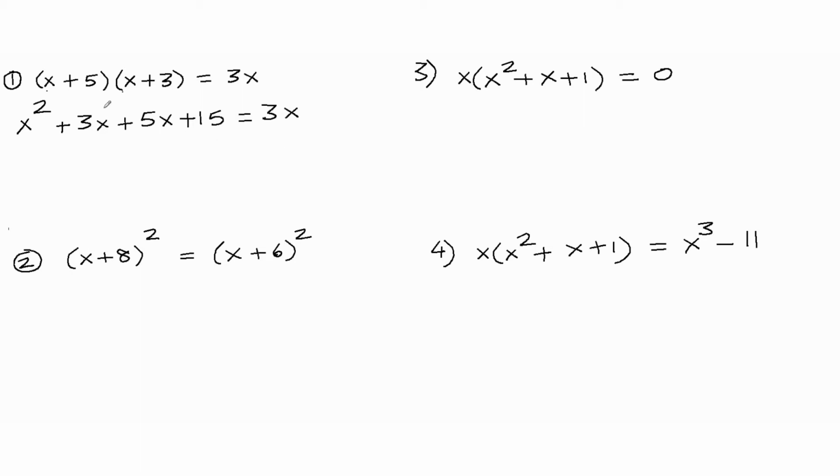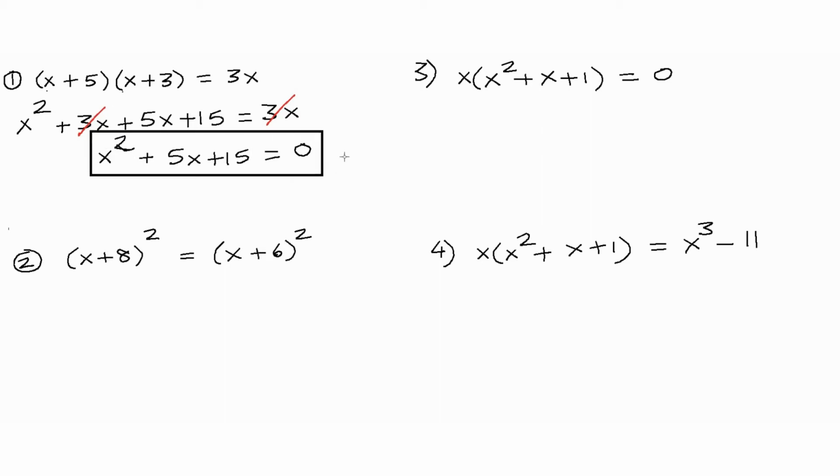And now you will notice that 3x cancels from both sides. So essentially what we get is x square plus 5x plus 15 is equal to 0, right? This is my equation which cannot be simplified further. Now let's check. The highest power of x is 2. So yes, this is a quadratic equation, in a single variable, which is variable x, right? So x square plus 5x plus 15 definitely qualifies as a quadratic equation.